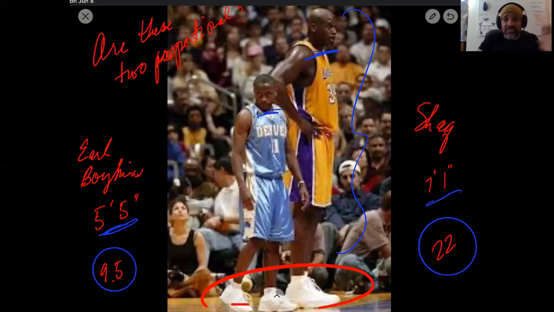It's not just that one is small and one is big. It's that I can't find a number to multiply the body by to get Earl Boykins' body, and then use that same number to get from his feet to Shaq's feet. I would have to use two different numbers. If I have to use two different numbers, they're not proportional. All right, so these two guys are not proportional.